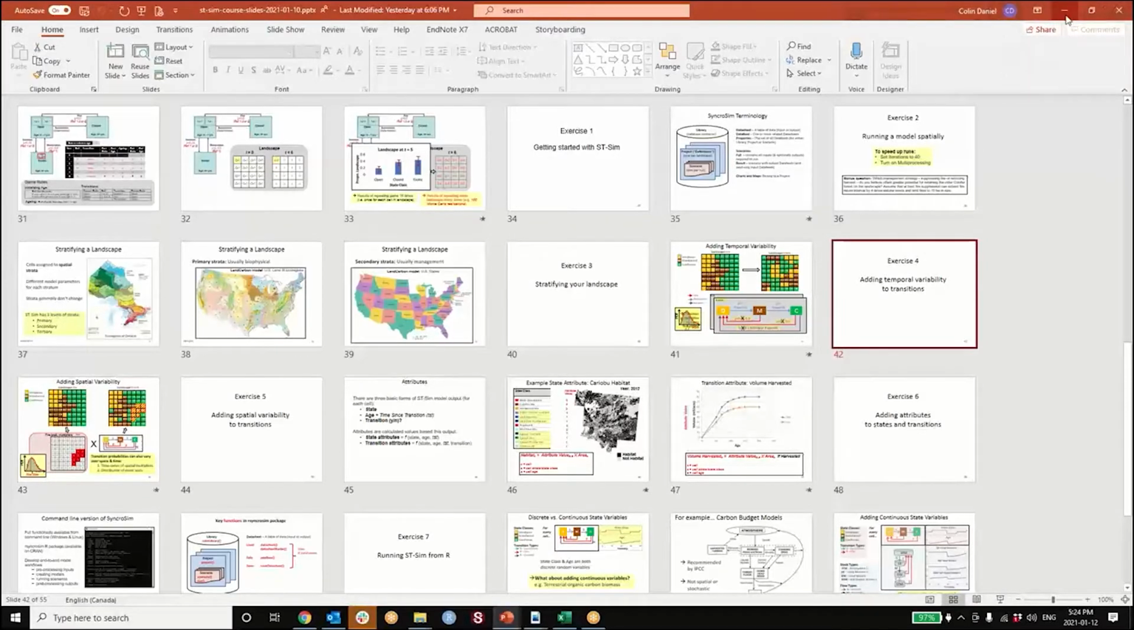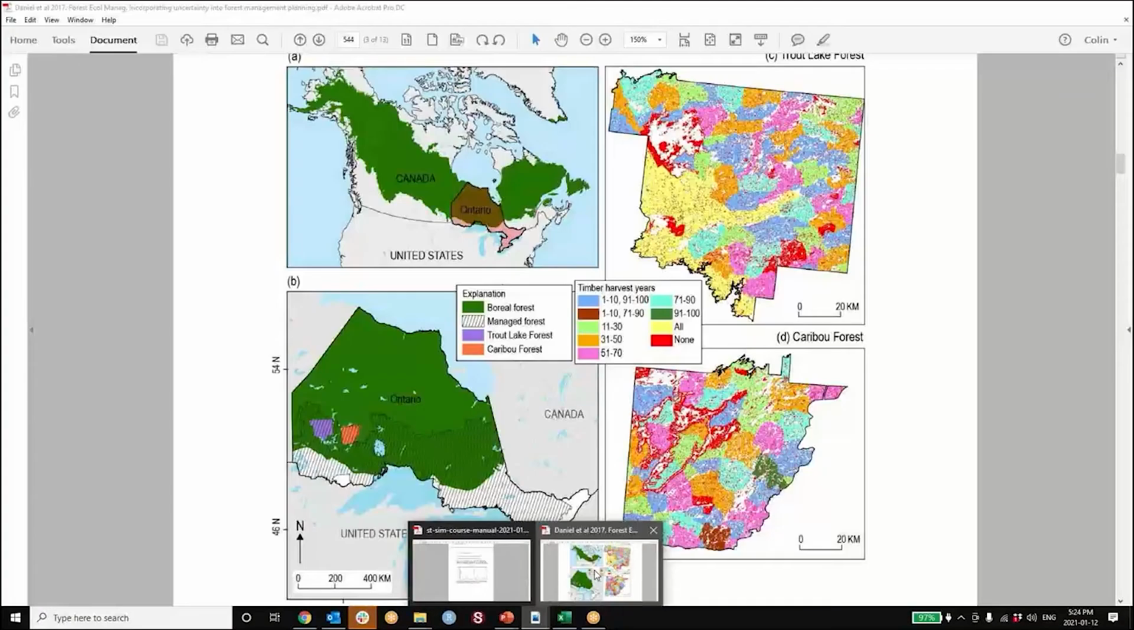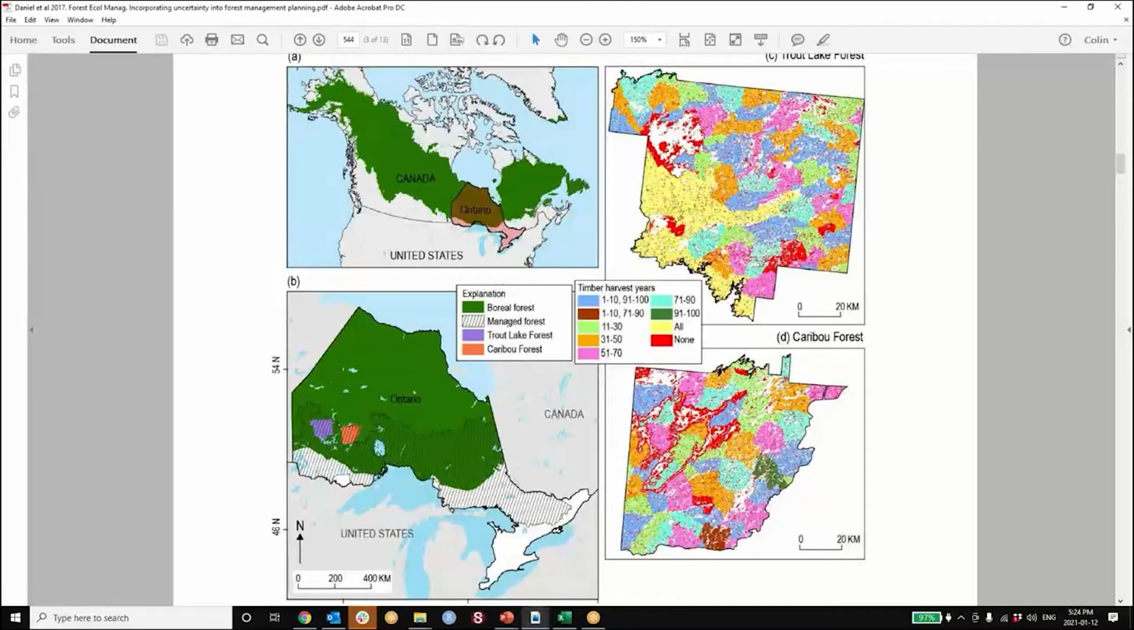I was just going to introduce the landscape a bit more. This is the landscape that you worked with in exercise 3, and I think you'll be working with it for the rest of today. It's actually this forest, in my home province, Ontario. We're working on this Trout Lake forest in purple. I think it's probably 800,000 hectares in size, roughly, so close to 1 million hectares.